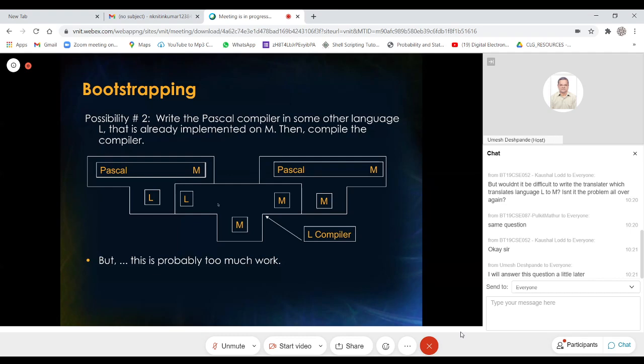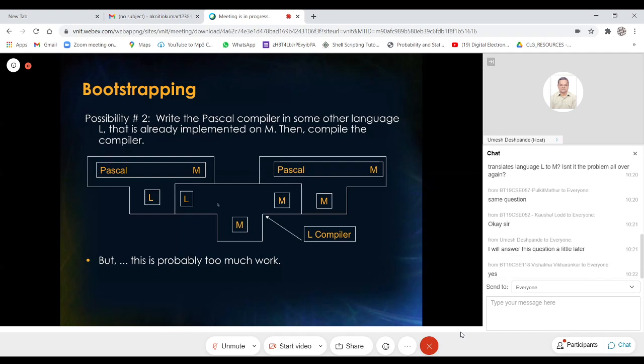Any other question? Is the mechanism clear? Because we would be using multiple such T diagrams, so you should be conversant with the diagram and the terminology that is used. Okay, fine. So I suppose that this is clear.